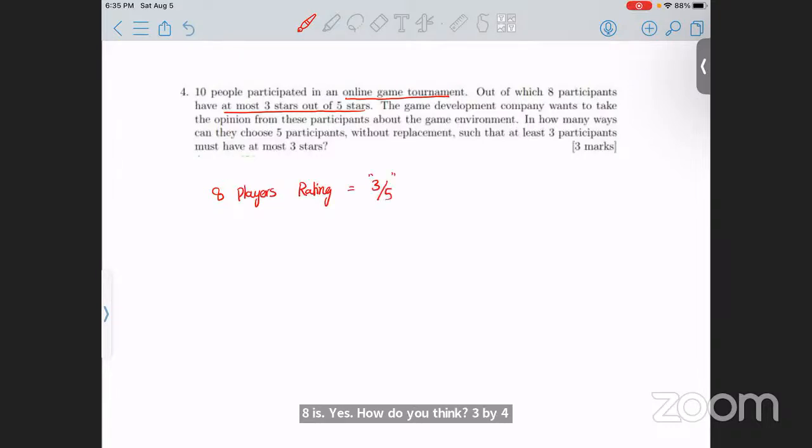The game development company wants to take the opinion of these players about the game environment. In how many ways? Look, there are a total of 10 players. 8 players are rated 3 out of 5 stars, and 2 players are normal players. The game company wants to take the opinion from these participants. In how many ways can they choose 5 participants?